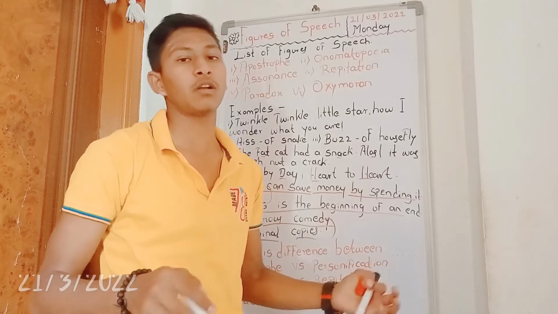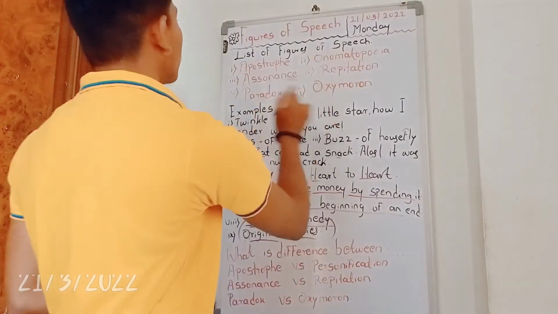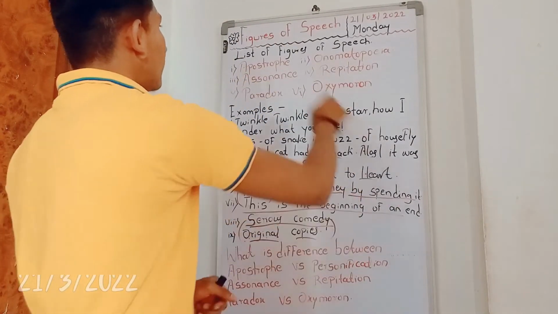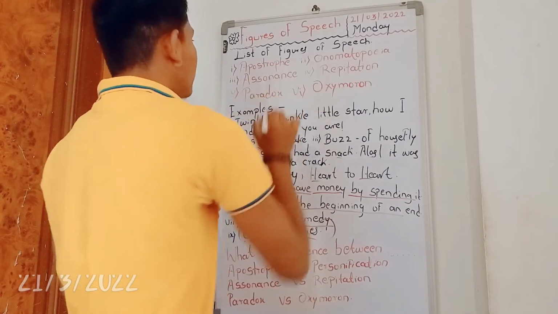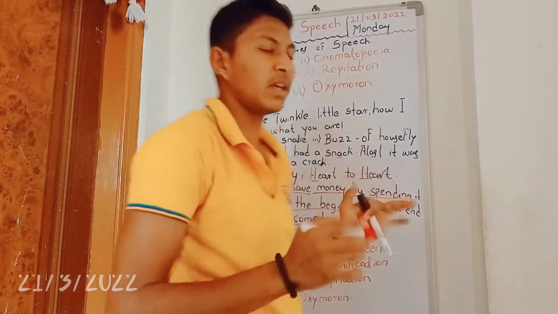Then we will understand thoroughly. That is called paradox and oxymoron, and we have discussed entirely the topic of figures of speech, about 5 to 6 figures of speech, in this video.